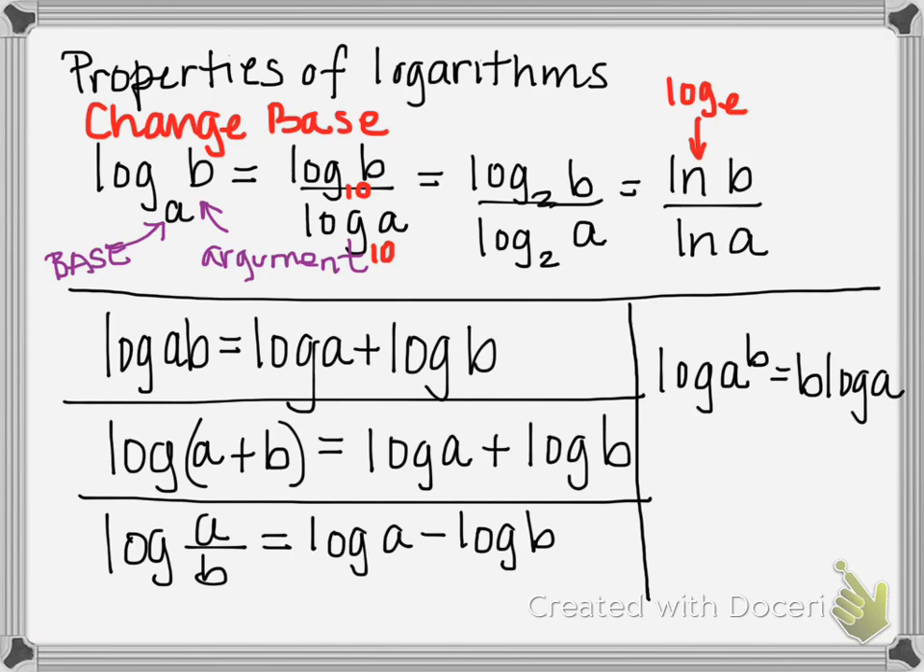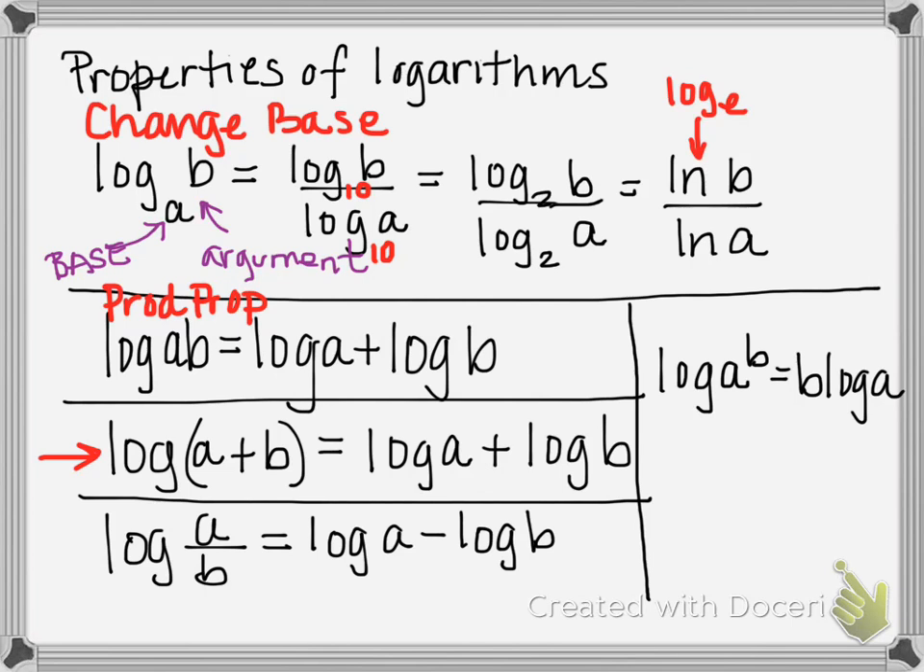Next property that I'll take a look at is the product property. The product property says that if I've got the log of a product, a times b, I can write it as the log of a plus the log of b. Simple enough. Now, the next one here, log of a plus b, I hope that you're looking at that and saying, that's not right.